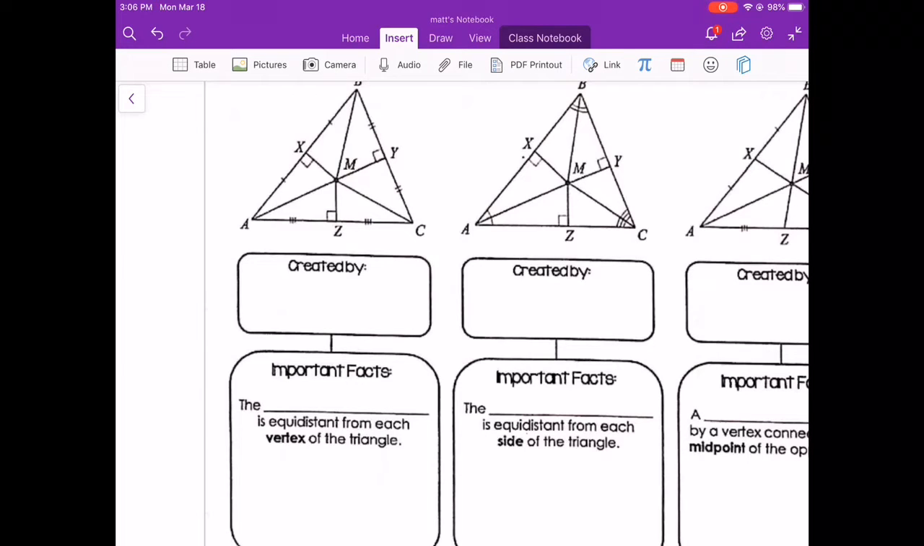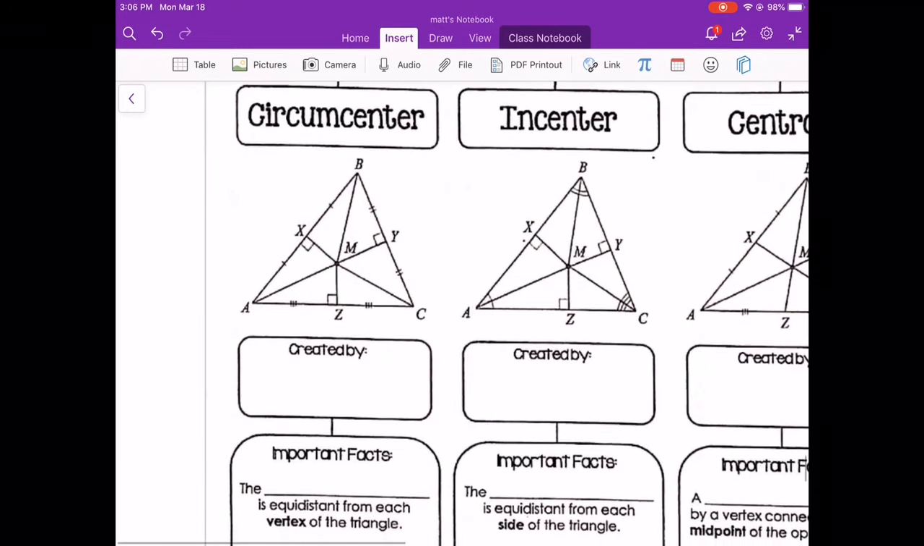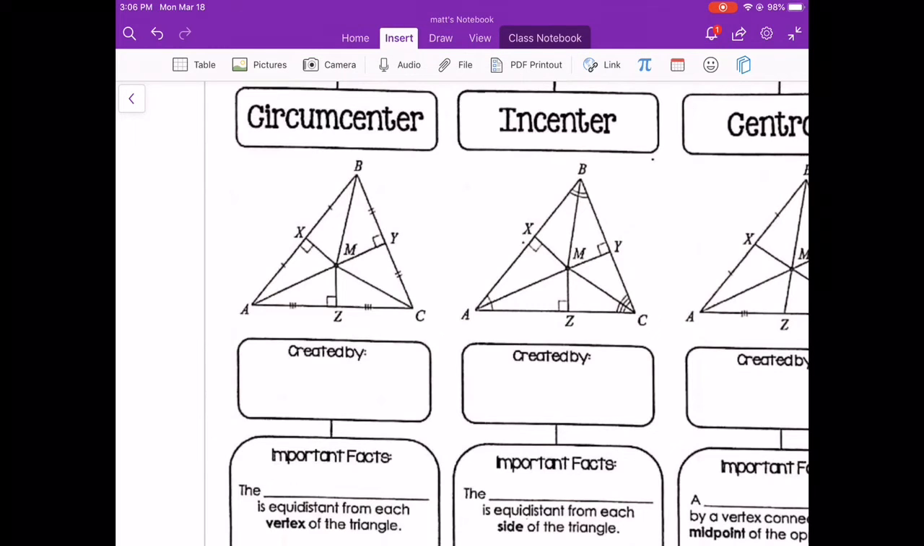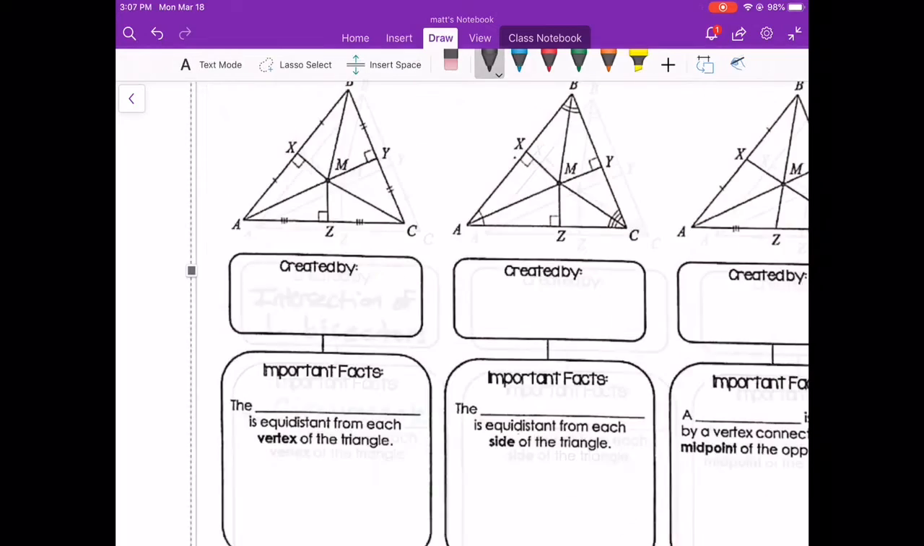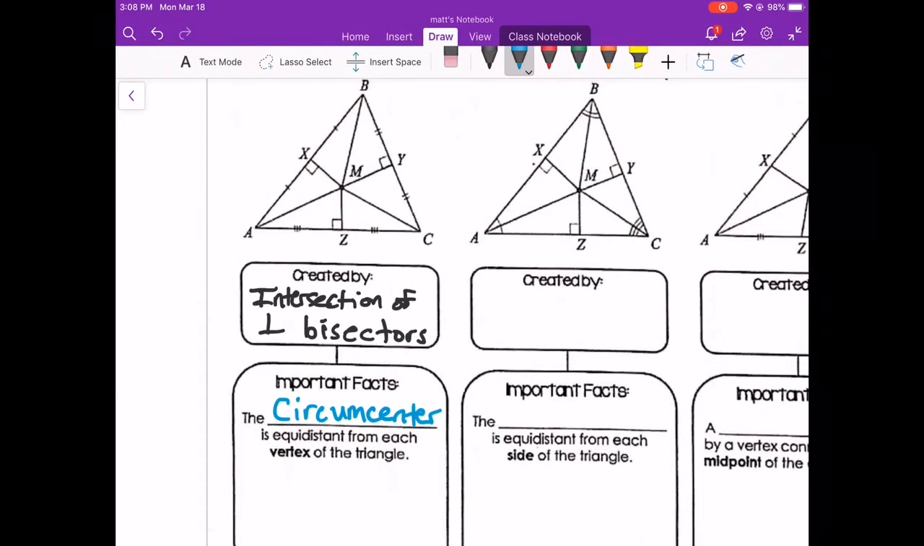So super important that you see the right angle mark for perpendicular and then the congruent marks on either side of Z to indicate that Z was the midpoint because AC was bisected. All right, so the circumcenter is the intersection of the perpendicular bisectors. So here we go, got it filled in for you. The intersection of the perpendicular bisectors is what creates the circumcenter.